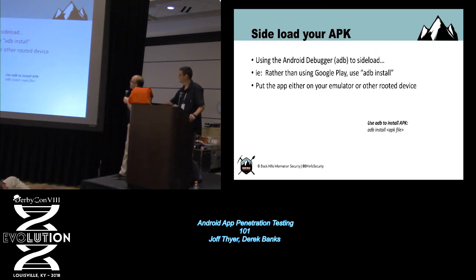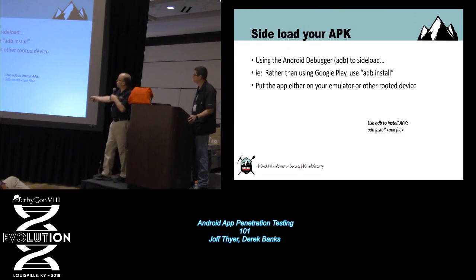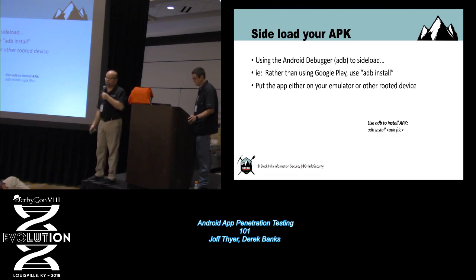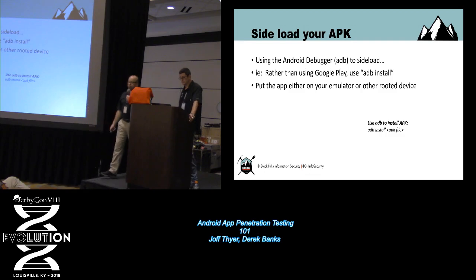Sideloading your APK, we use the ADB debugger. Just ADB install the APK file, and you've sideloaded that package onto the device.